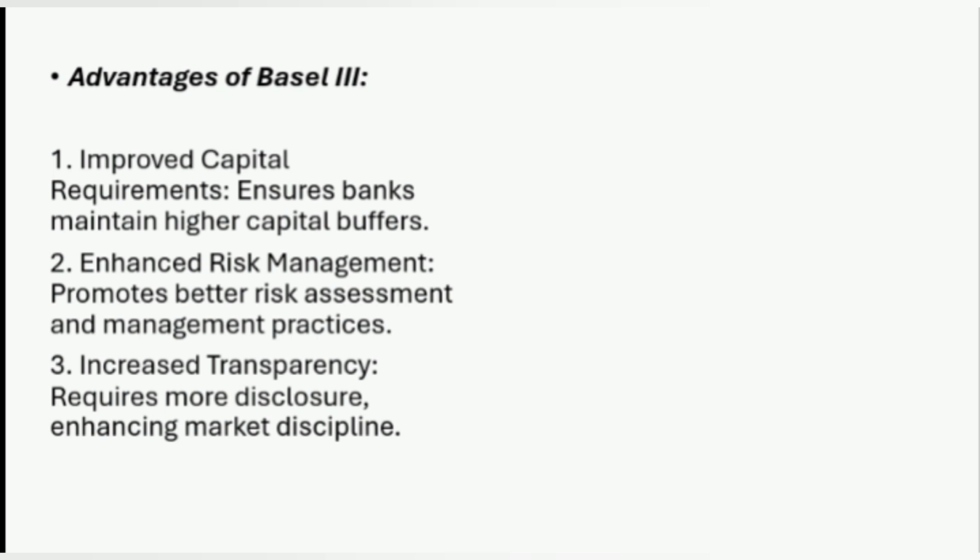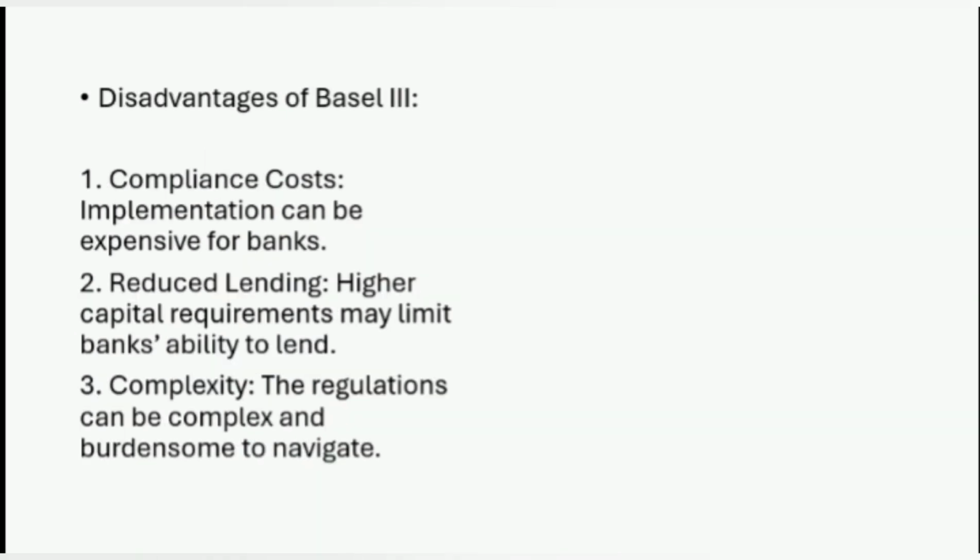The last one is increased transparency. Increased transparency enhances market discipline through improved disclosure. It improves market participants' understanding of bank risk profiles. It enhances investor confidence and market discipline. It supports more informed decision making. By achieving these goals, Basel III aims to reduce systematic risk, enhance financial stability, and promote a more resilient banking sector. Now I will talk about the disadvantages of Basel III, and we can say challenges of Basel III.